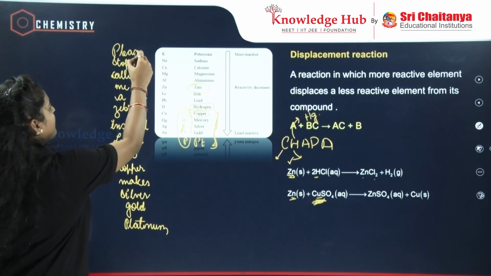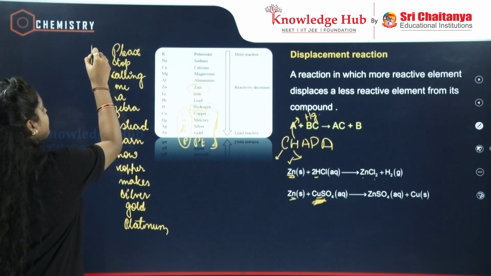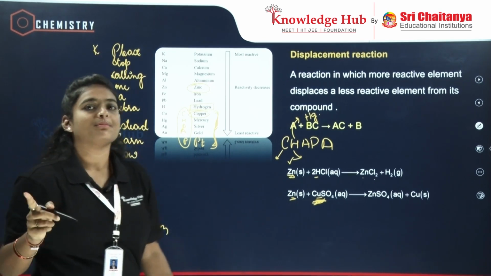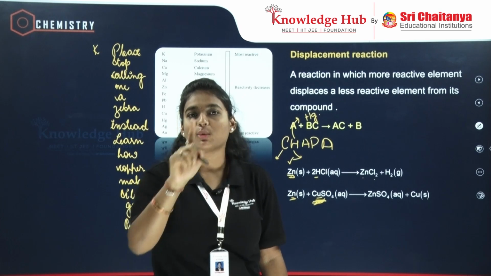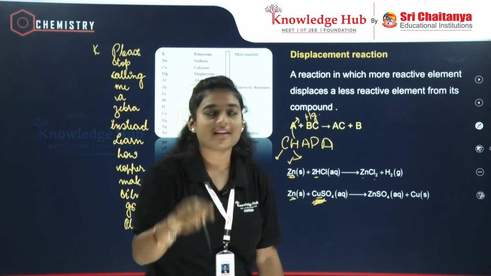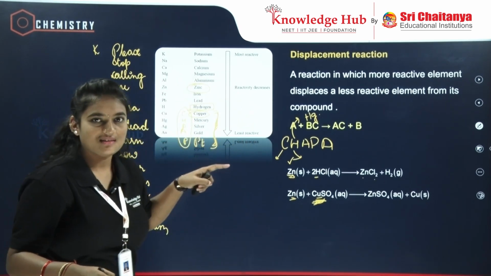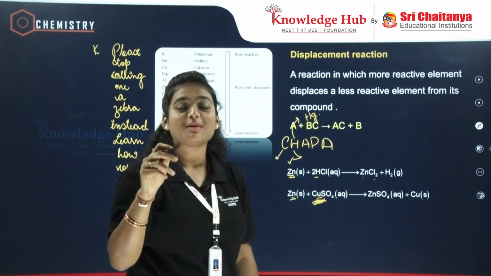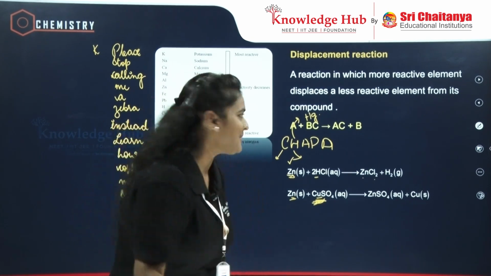See here. First one was please. Please means potassium. Potassium, what is the symbol? K. So, why K? Because it has this Latin name called Kalium. That's why it is K.